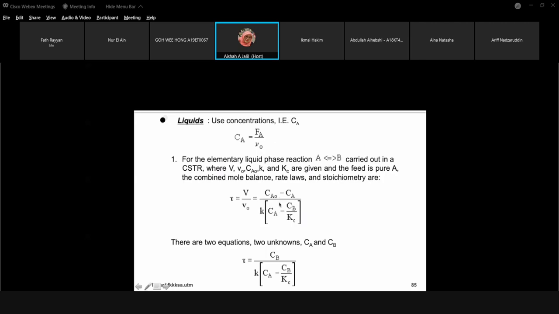How do you get this? You can calculate it by yourself. This is reversible, so this is the rate law, right? There are two equations and two unknowns, CA and CB. You can get it like this: tau is equal to CB over the rate, also this is the same.